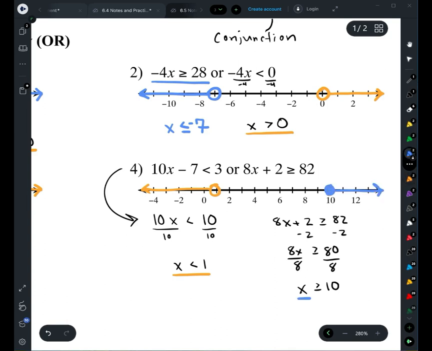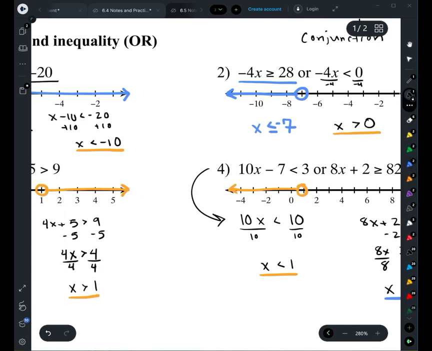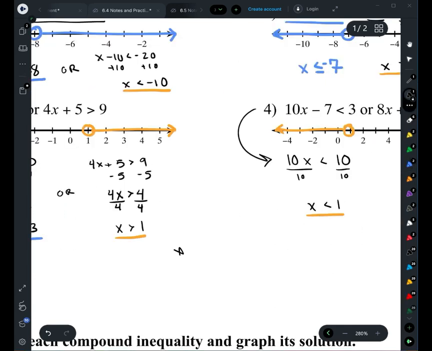One key thing maybe you picked up on is graphs of "or"s always have wings. So they always have two parts, one to the right, one to the left. And that's how you can tell if it's an "or".